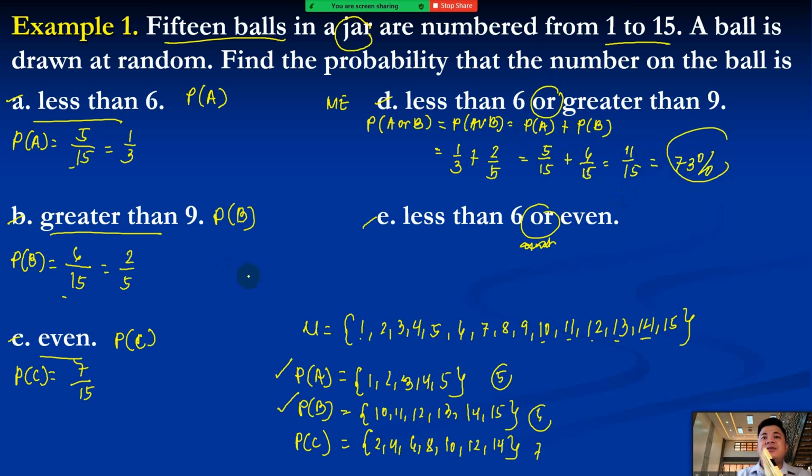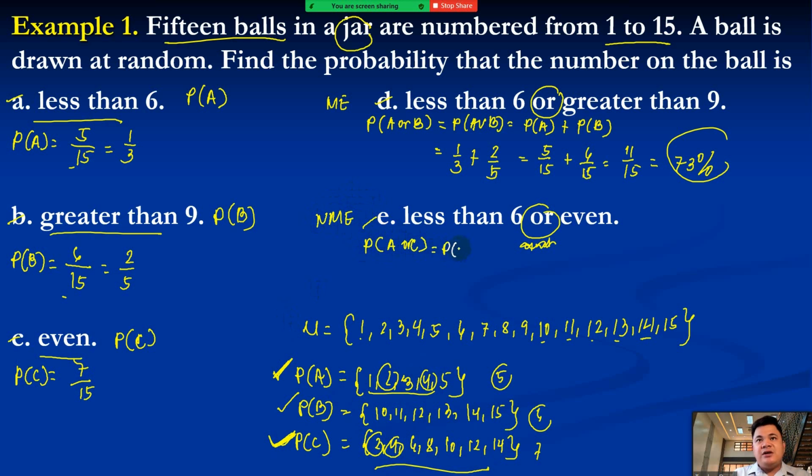Now let's have letter B, less than 6 or even. Let's check first, we're going to use less than 6 and even. Check if there is something common between the two. We have 2 and 4, so we have an intersection. So we can say that this question, less than 6 or even, has non-mutually exclusive events because there are common elements, or an intersection. Therefore, the formula that we are going to use is for A or C.